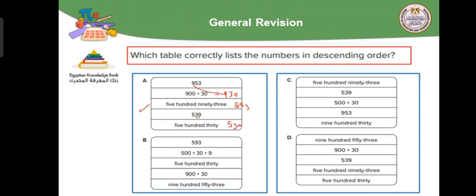So never mind the other. It doesn't matter to check the others. But if he asked you which two tables, for example, you should find the two that are correct. But here he asked about what? Which table? So the correct choice will be one choice only. Okay?